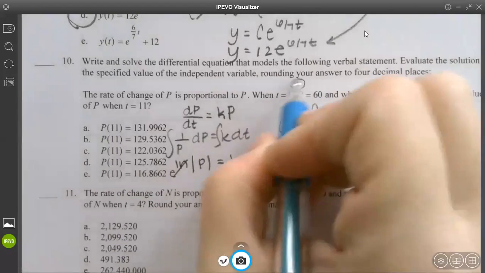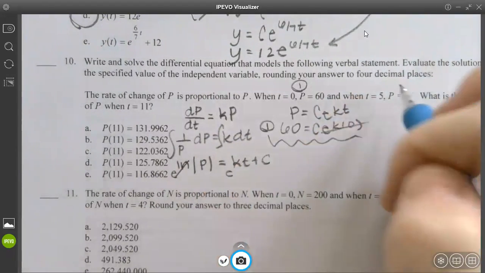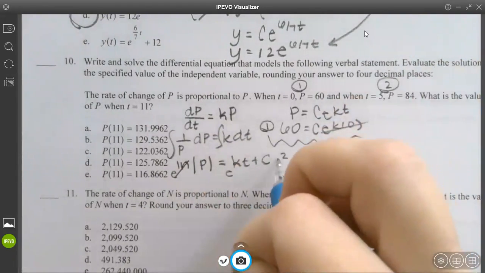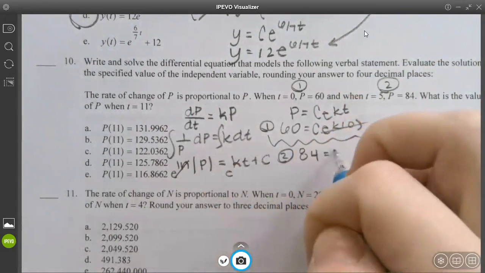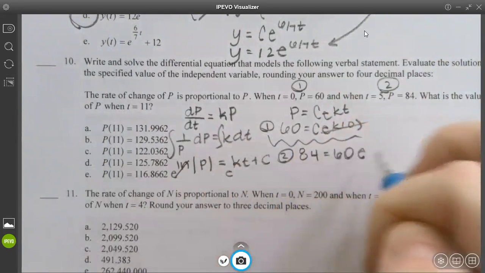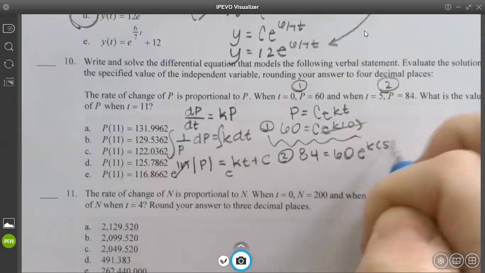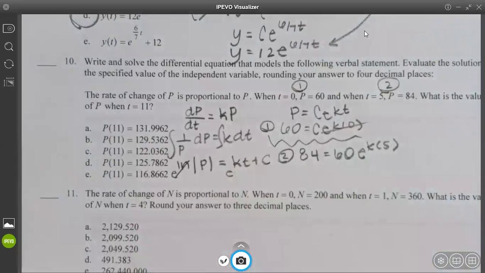So this was the first part. Go to the second one. P is 84. We found out that C was 60. E to the k times t is 5. How do I solve?